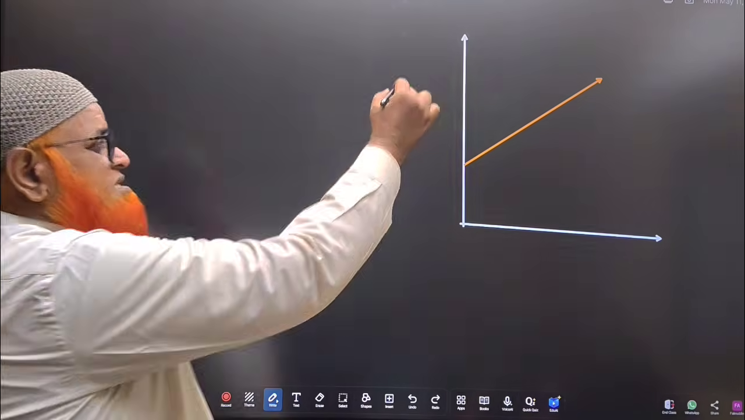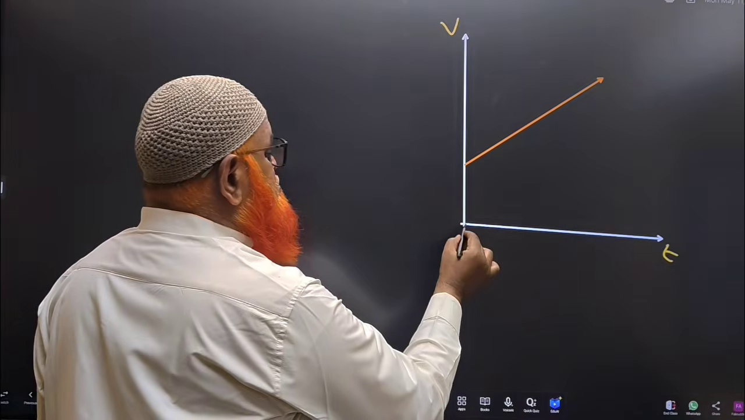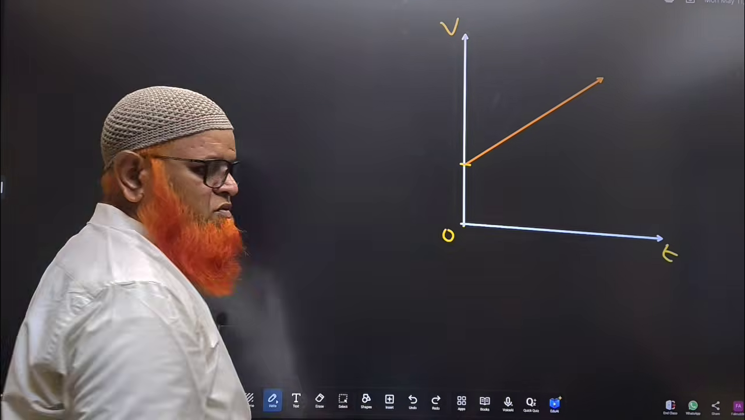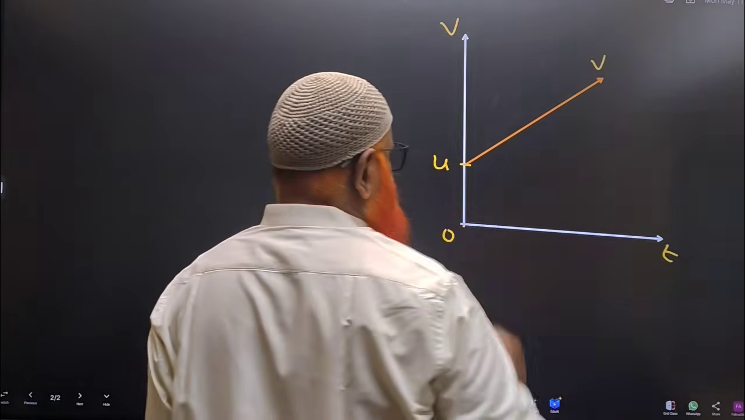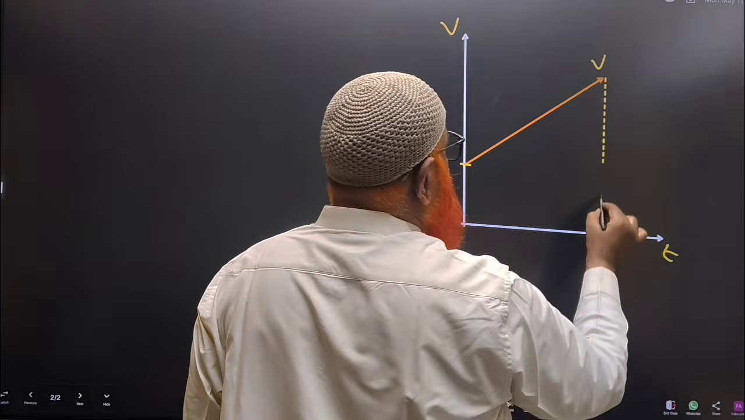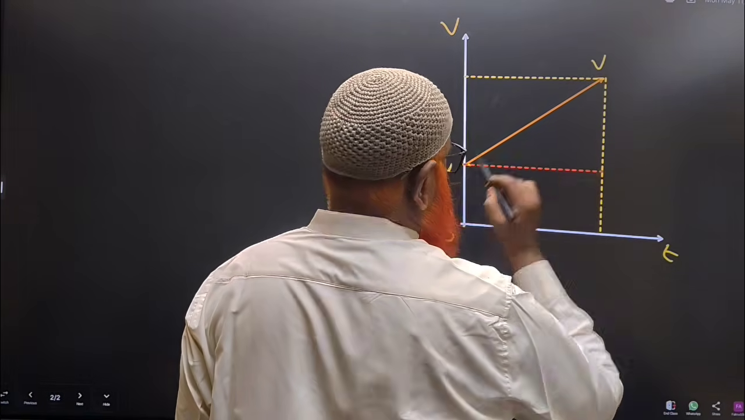I'll discuss that. This is the y-axis, which represents velocity, and this is representing time. So it's not 0 now, it is starting from a certain initial velocity u, and this is going to be the final velocity v. Now I'll draw the lines like this and complete this graph here.